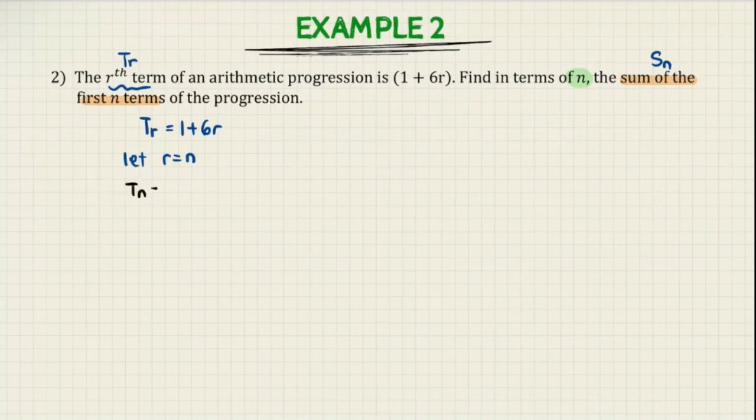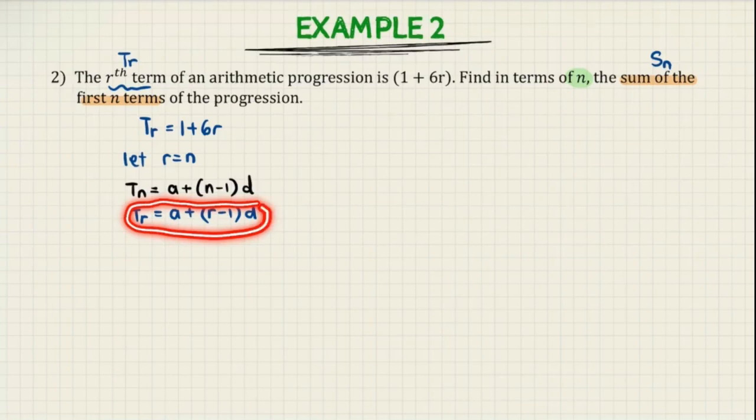T of n will be equals to A plus n minus 1 D. Okay, now saya gantikan R sebagai n kan. So T of R will be equals to A plus R minus 1 D. Okay, apa yang saya cuba buat sekarang ni adalah saya nak expand dan simplify this term supaya dia jadi TR equals to in terms of R dengan D, so that I can compare dengan the original equation here.